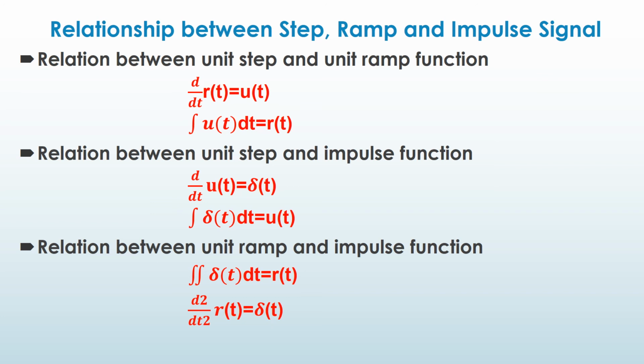And the relationship between unit ramp and impulse function is in such a way that the double integral of del of t dt is equal to r of t. That is, the double integral of the impulse function is the unit ramp function, and d square by dt square of r of t is equal to del of t, that is the impulse function. So these are the relationships between the step function, ramp function and impulse function. It is very important to know these relationships in solving many problems related to signals and systems. So that's about the elementary signals and their relationships.